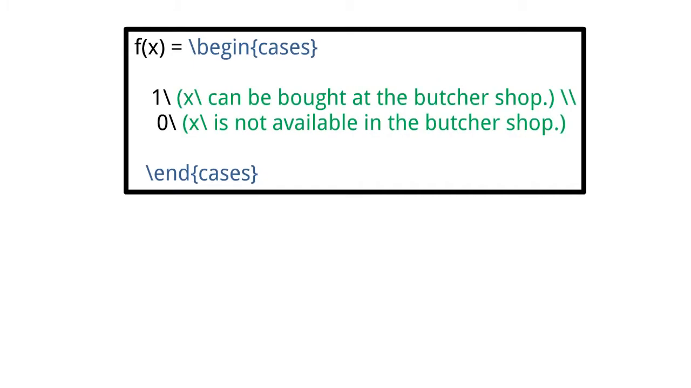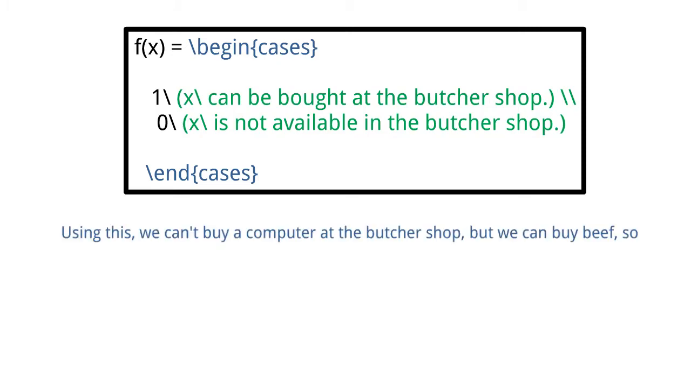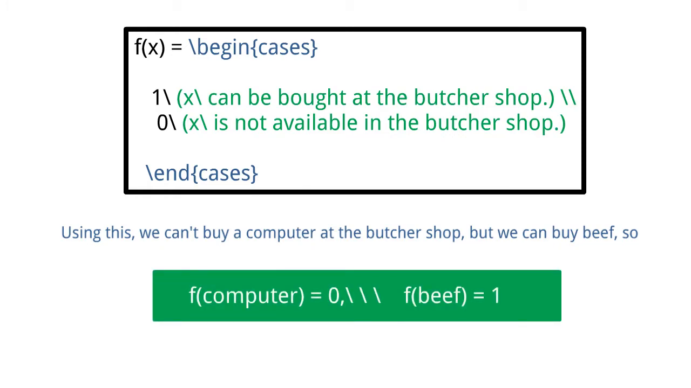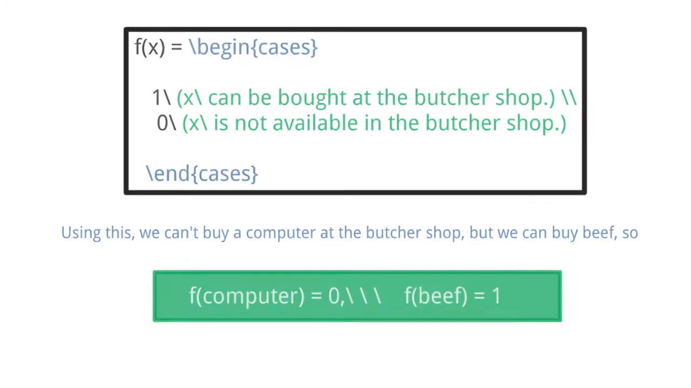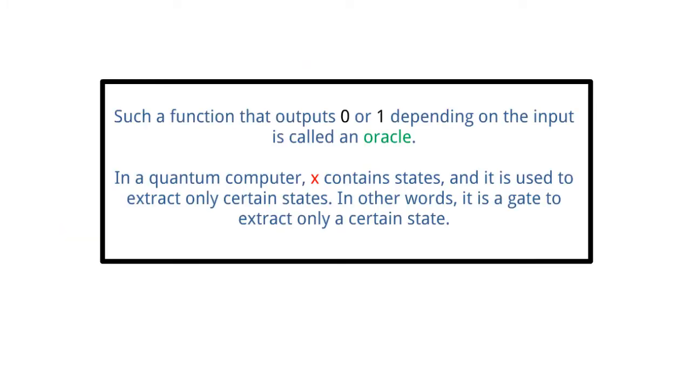Then the following situation will occur. If the value x can be brought in the butcher shop, then we will get the output as 1, or else output as 0. Using this, we can't buy a computer at the butcher shop, but we can buy beef, so we get f(computer) equals 0, and f(beef) equals 1. Such a function that outputs 0 or 1 depending on the input is called an oracle. In a quantum computer, x contains states, and it is used to extract only certain states. In other words, it is a gate that extracts only a certain state.